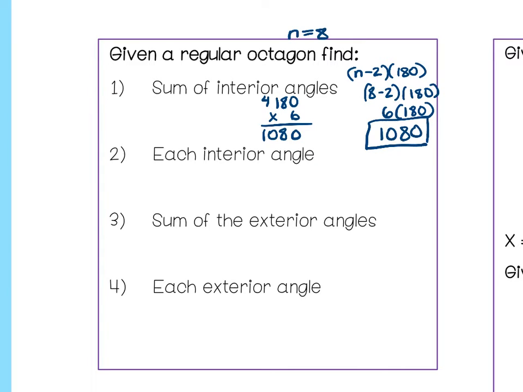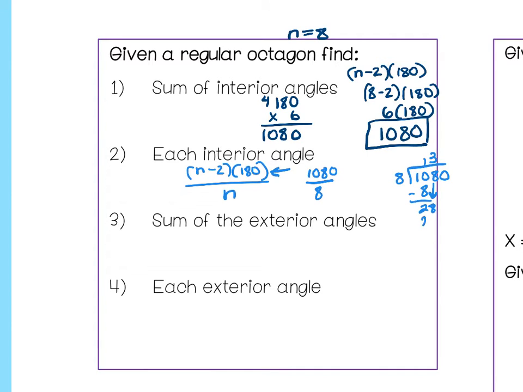Then it says each interior. So this is the n minus 2 times 180 divided by n. We already found the n minus 2 times 180. It's still the same shape, right? So it's 1080 divided by the number of sides, which is 8. So then I do 1080 divided by 8. That's once. 3 times. 5 times. So it's 135 degrees.